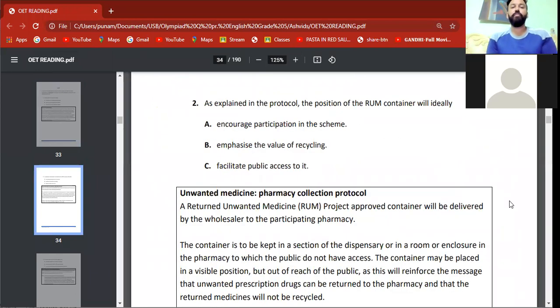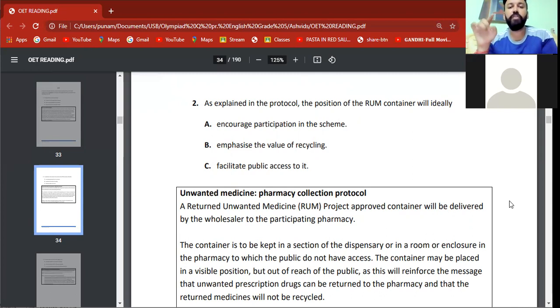As explained in the protocol, the position of the RUM container would ideally, okay, so this is talking about the position of the RUM container. So basically, there's a container, and it's talking about a protocol. Protocol is what? Rules and regulations, right? The RUM container would ideally be, by default, where it's placed.